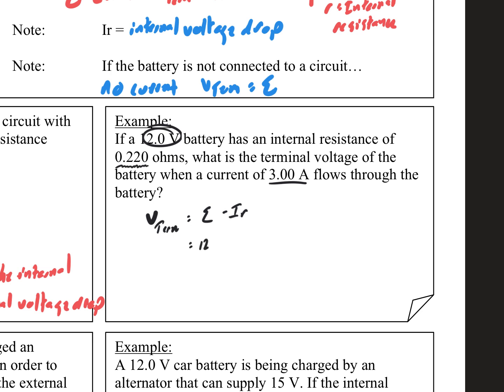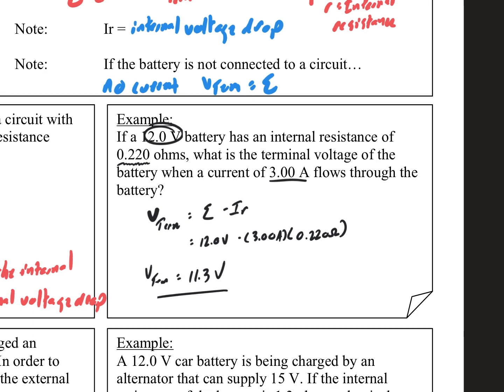There's my 12 volts, here's my 3 amps, and my internal resistance of 0.22 ohms. So the terminal voltage that reads out is about 11.3 volts. So while it's a 12-volt battery, it doesn't always spit out 12 volts simply because of how the battery works inside. So that's how that works in that case.